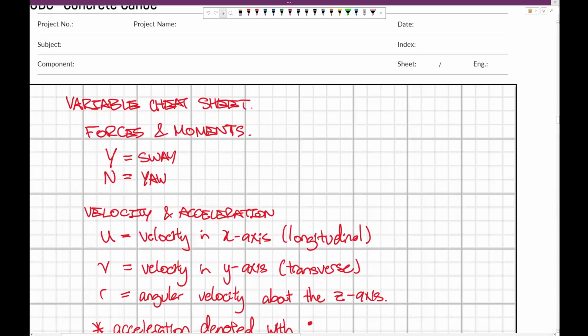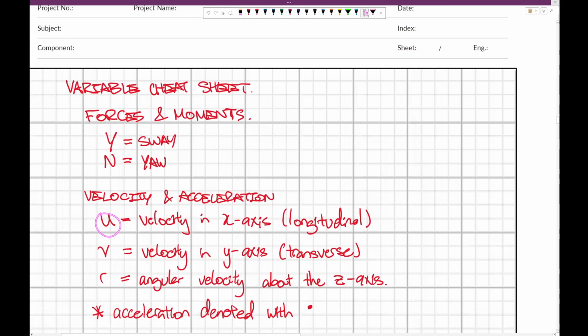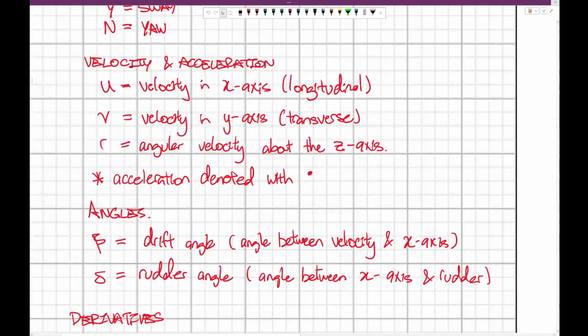And they are forces and moments, right? And they are affected by the velocities and the accelerations, which are shown here. So you have U, which is the velocity in the X direction or longitudinal axis, and V, the velocity in the Y axis or the transverse, and R is the angular velocity about the Z axis. And if there's a dot above it, then that means they're the accelerations of them.